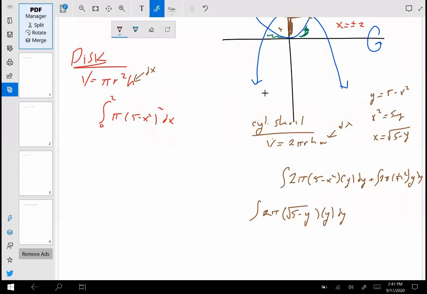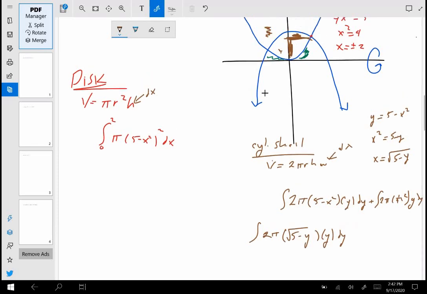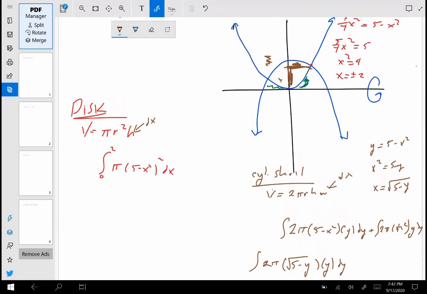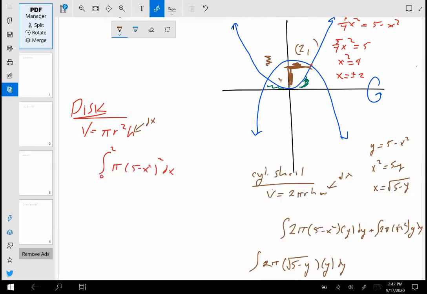Now, what would be the bounds for that integral? The bounds, we just want the top half, right? So what are the y coordinates for the top half? Again, we go look at this intersection point. You know this intersection point was 2 something. And so 1/4 x squared would be at 1. So we would go from 1 all the way up to 5, because that's the top part of that parabola. That makes sense?